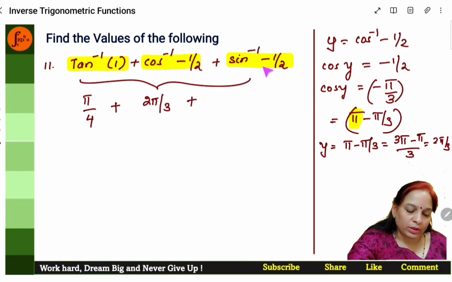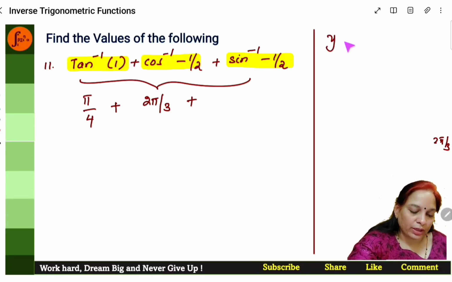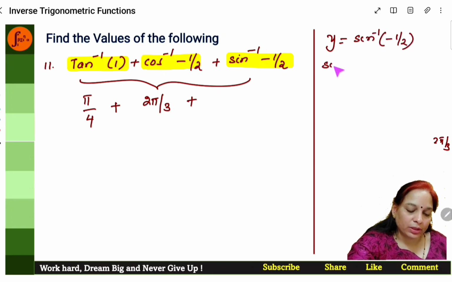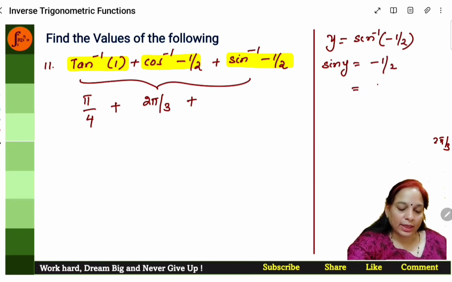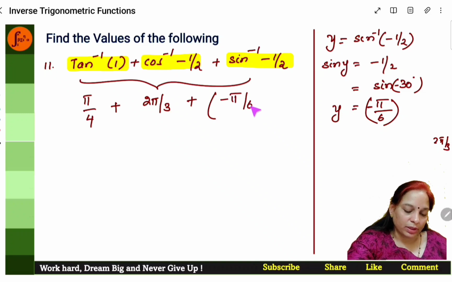Now what is sine inverse of minus half? Same thing, let's do this. y is equal to sine inverse of minus half, which means sine y is equal to minus half, and sine 30 degrees is half, right? You need minus half, right? So what is 30 degrees? It's pi by 6. You should put minus here because there's minus here. So minus pi by 6 is the answer here. So this is going to be minus pi by 6.